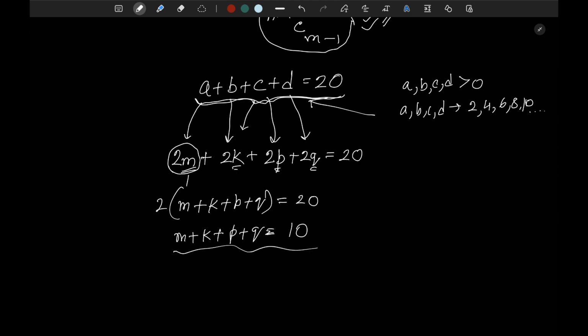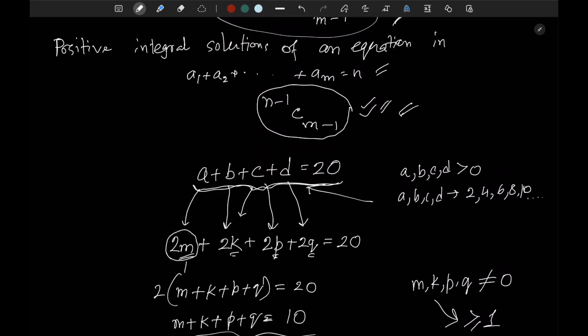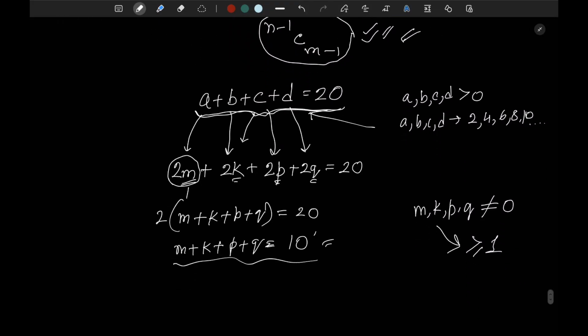Now what about the values of m, k, p and q? Can they be 0? They cannot be 0, because if they become 0, this a, b, c, d will also become 0, and that violates the condition of our question that every child has to get some amount of balloon. So obviously these have to be greater than or equal to 1. So what are we looking for? We are looking for positive integral solutions of this particular equation, right?